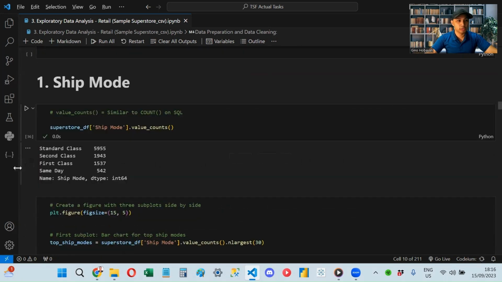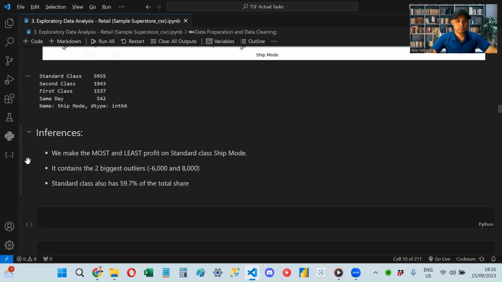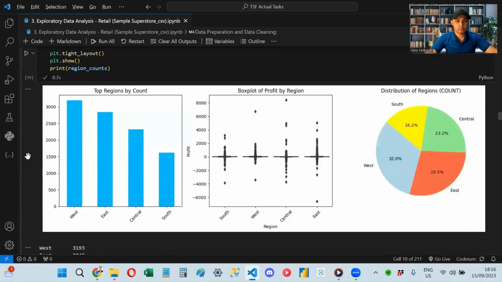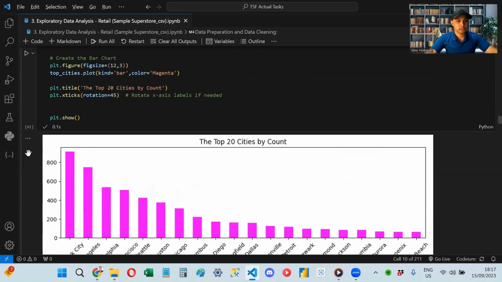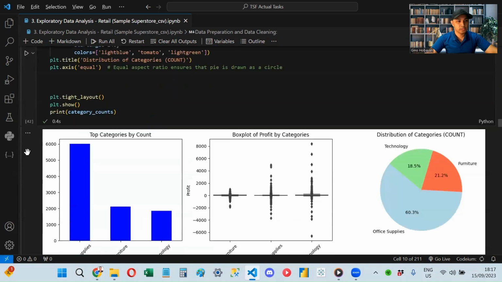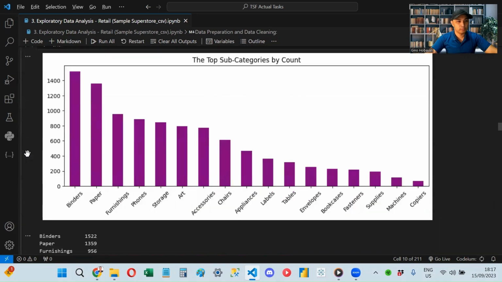Number 1 is ship mode, segment, region, state, city, categories, and the last one is subcategory.